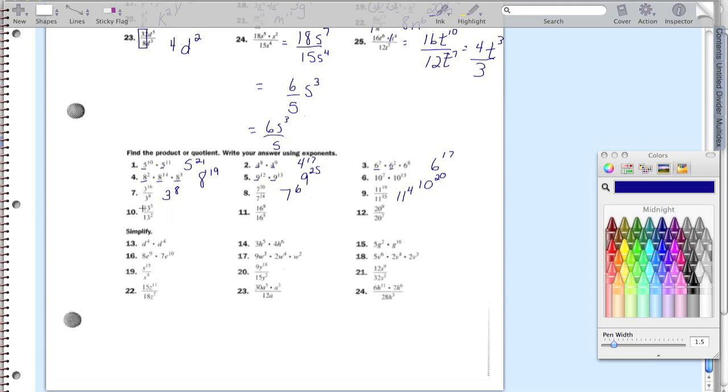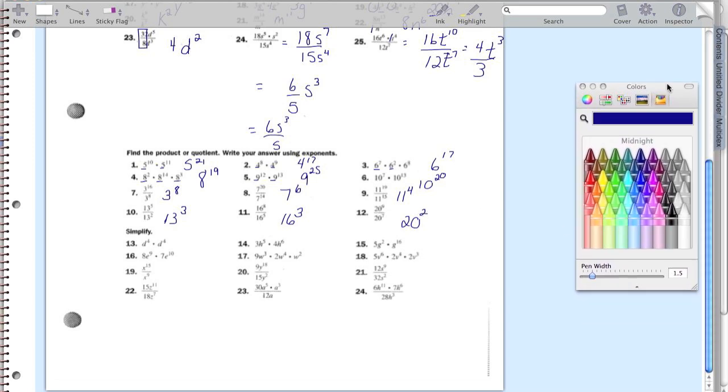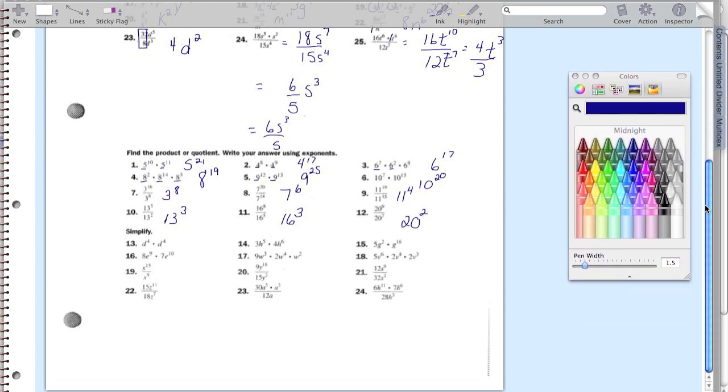And number 10, base is 13. I'm going to subtract 5 minus 2 and get 3. Number 11, my base is 16. I'm going to subtract 8 minus 5 and get 3. Number 12, my base is 20. I'm going to subtract 9 minus 7 and get 2. Okay, so those are when we just have bases that are numbers. In the remaining ones, we have bases that are variables. So your base stays constant, and you're going to add 4 plus 4 to get 8.